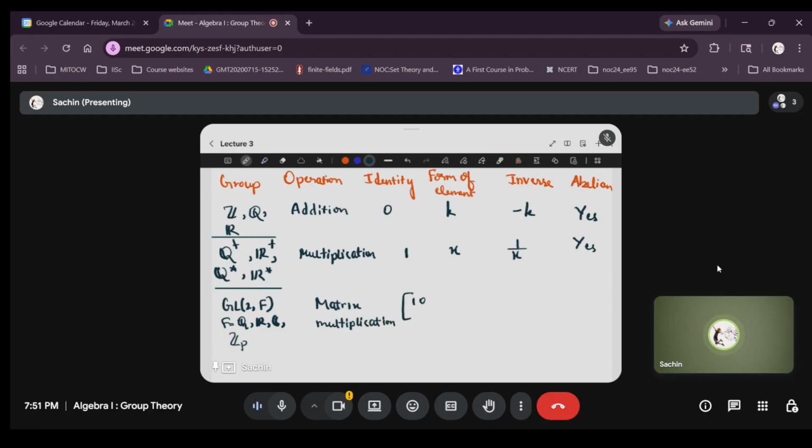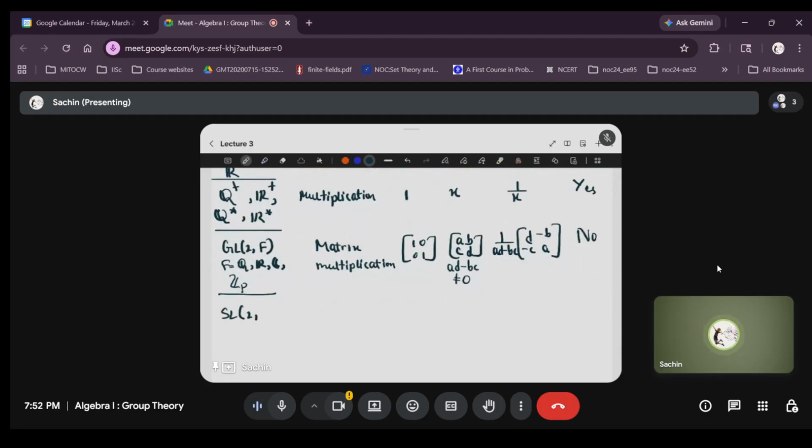The identity is [[1,0],[0,1]]. The element is of the form [[a,b],[c,d]] with ad minus bc not equal to 0. And the inverse is 1 over (ad minus bc) times [[d,-b],[-c,a]]. This was an example of a group that is not abelian.